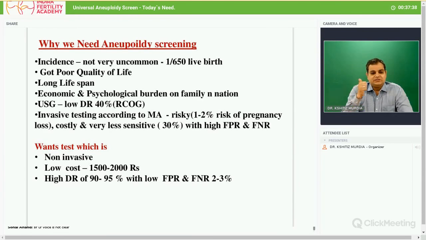And if I go by the logic of doing amniocentesis and CVS for detecting trisomy, these invasive tests are risky because they carry a risk of abortion of around 1 to 2%. They are costly, and still it's a really insensitive way, because I can miss around 50, 60, 70% of the babies coming from the younger age group. So we want a test which is non-invasive, low in cost, and carries a high detection rate with low false positive and low false negative rates.